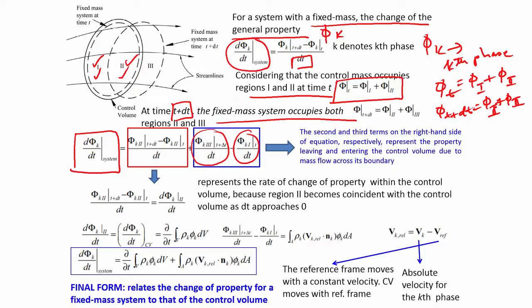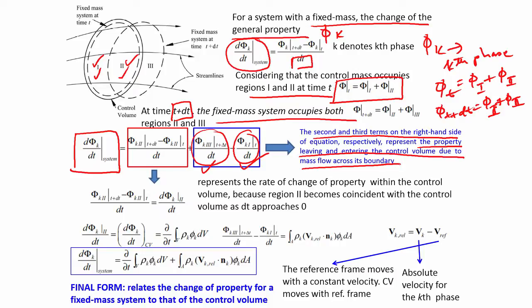Now, if you look at the second and the third term of this expression very closely, what does it show you? It shows basically the rate of change of property within the control volume. The second and the third term on the right hand side of the equation represent the property that is leaving and entering the control volume due to mass flow across its boundary. Look at it very carefully.